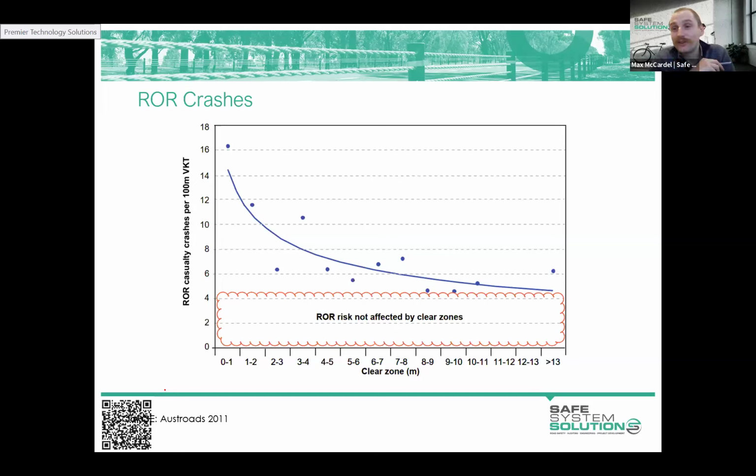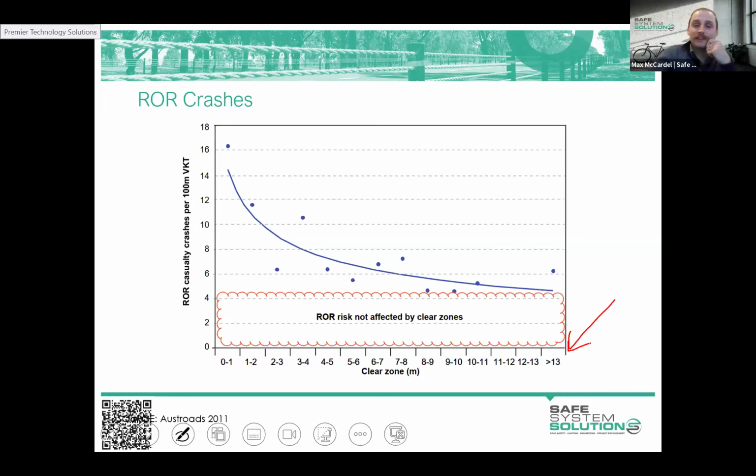Or the vehicle just goes on past that clear zone that you've nominated and collides with a tree. So say you've demarcated 13 meters, anything past that, you're allowed to put trees and poles there. Lots of vehicles run off the road past 13 meters. They can go 20, 30, 40, 50 meters past the edge of the roadside and still collide with something and still have fatal or serious outcomes.